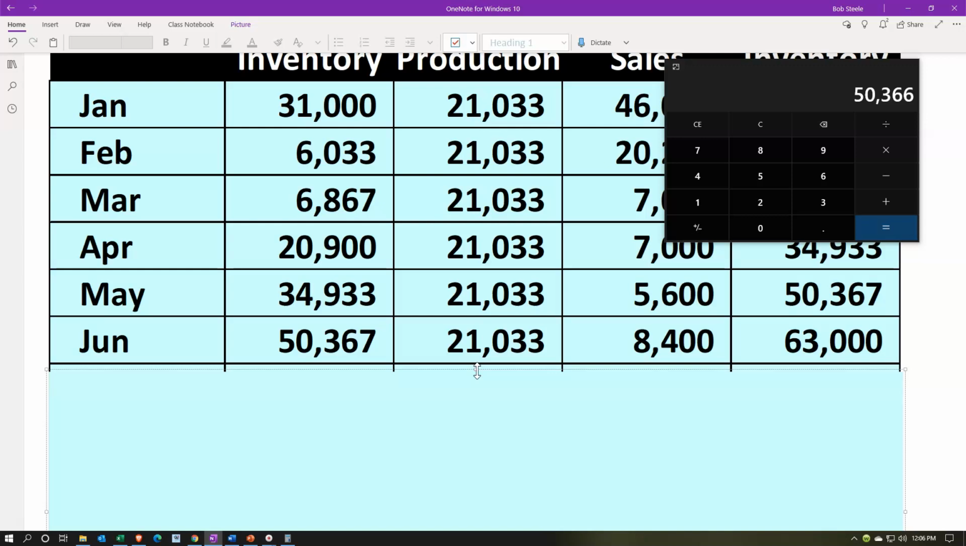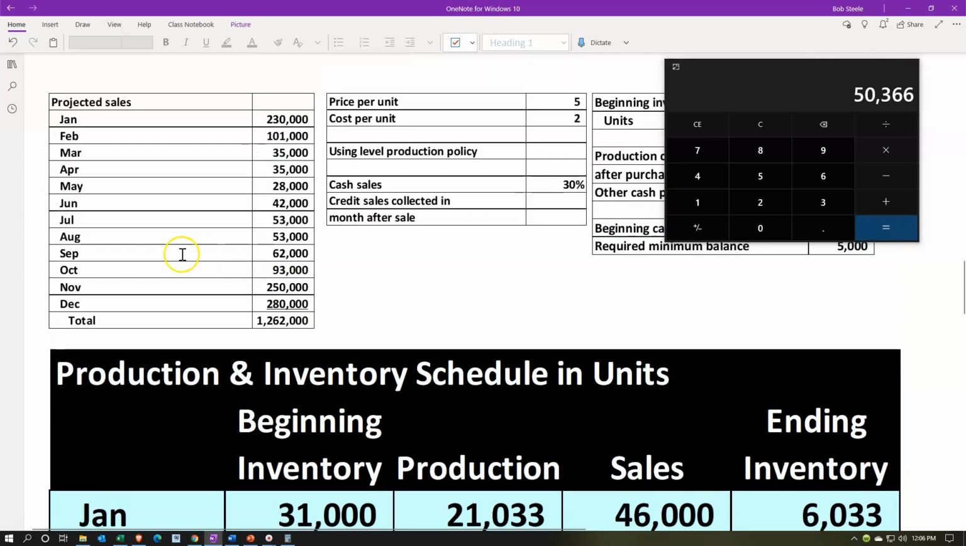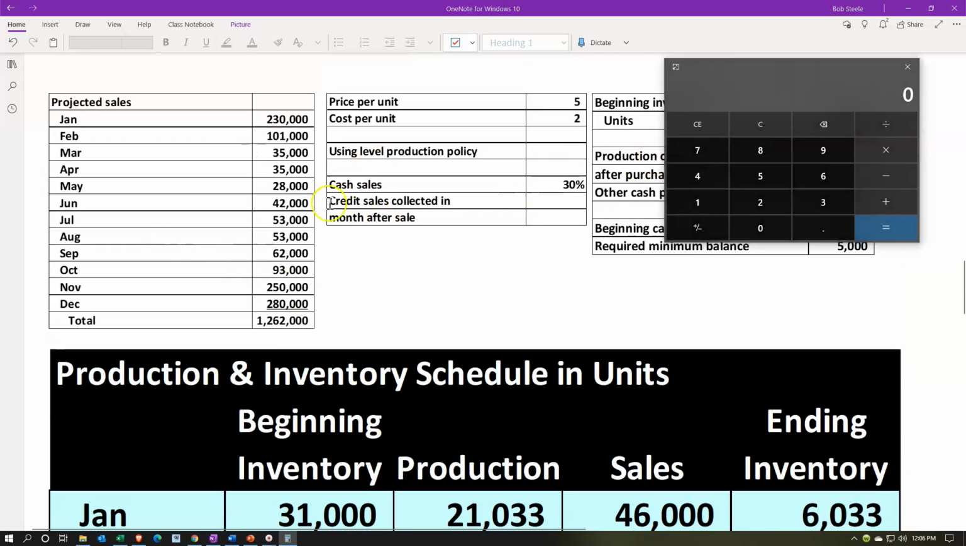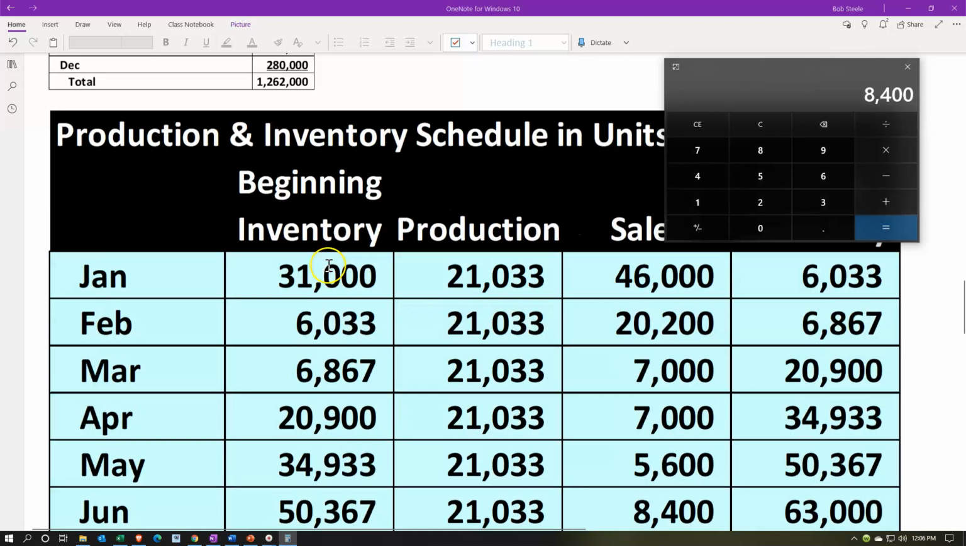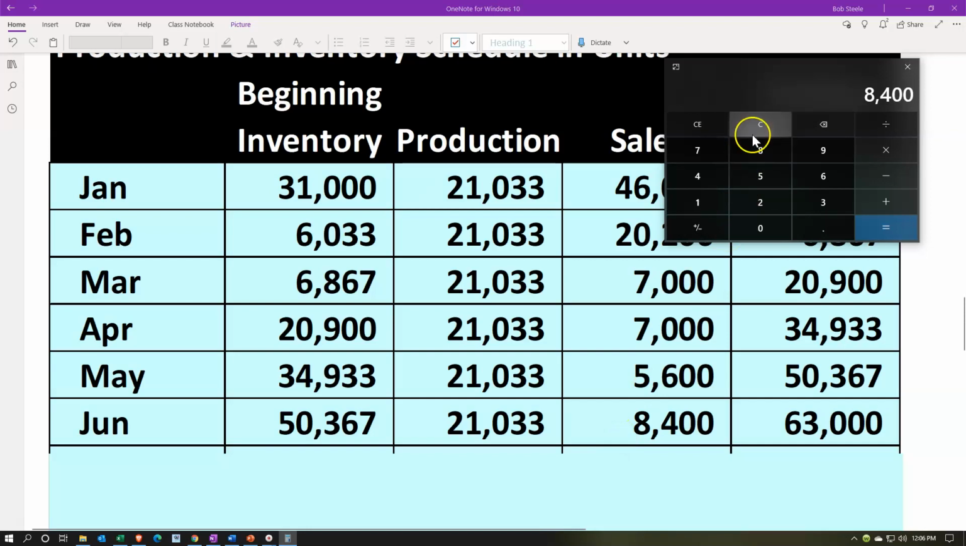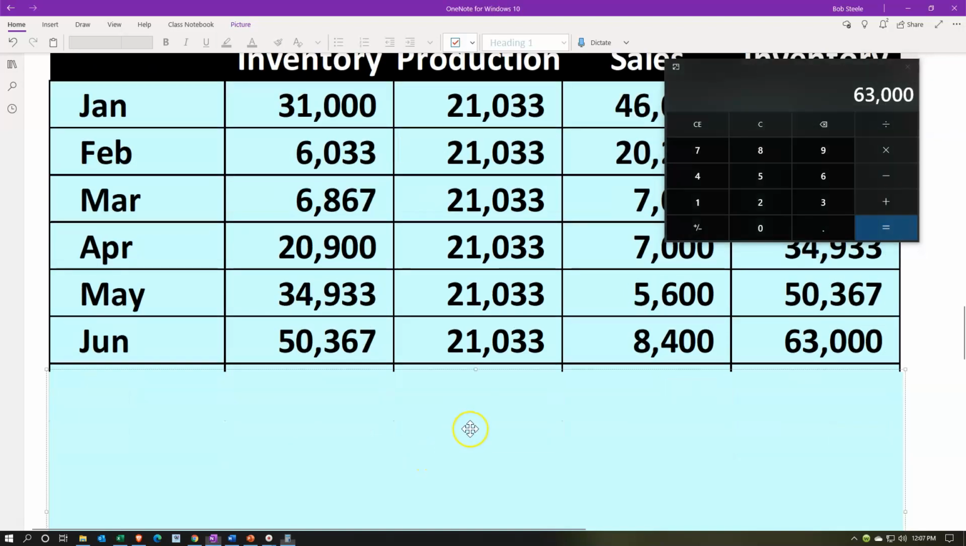And then we're going to have the same amount of production. And then in June, we had 42,000 we're going to sell. We're going to divide that by 5, saying that we have then 8,400 sales. So if we have our beginning number, 50,367, plus 21,033 minus what we're going to sell, 8,400, we get the 63,000.